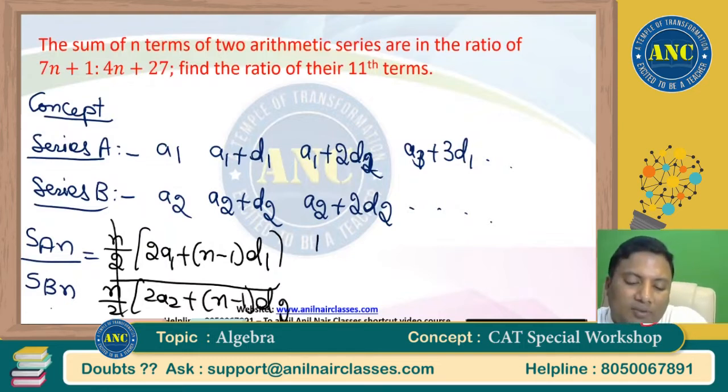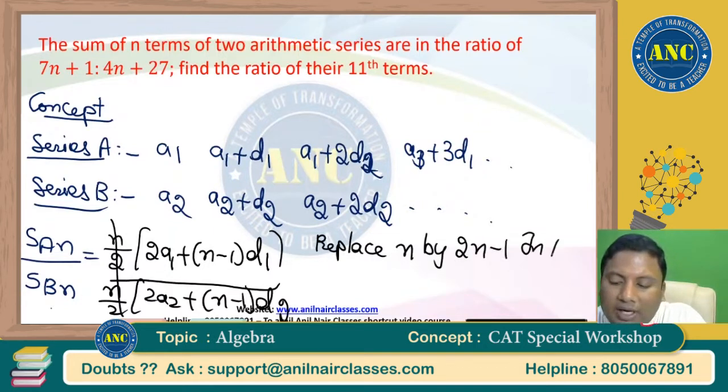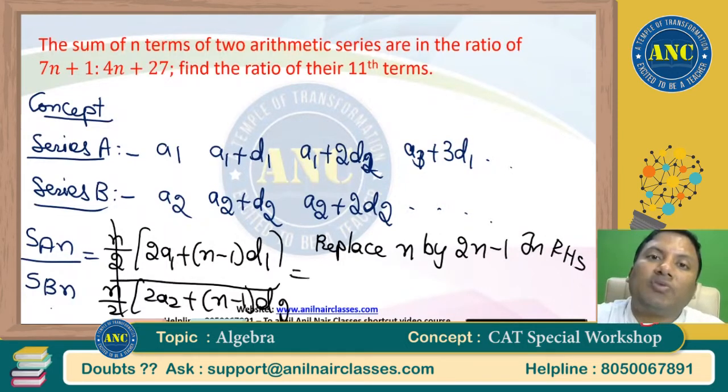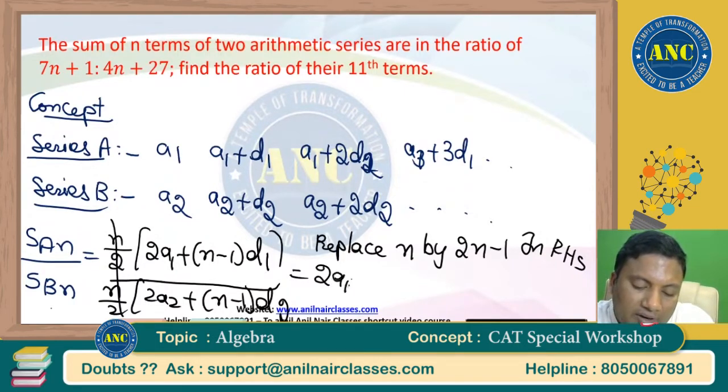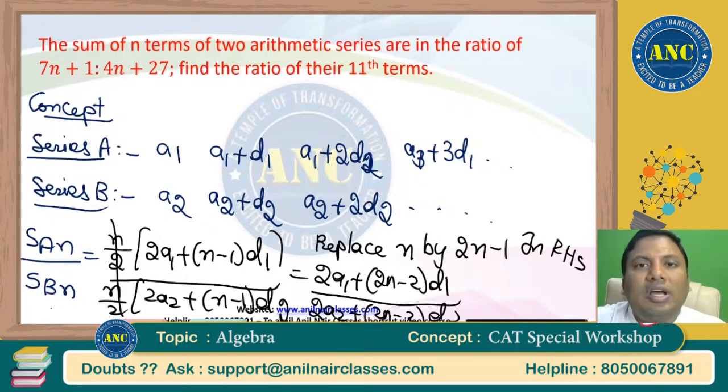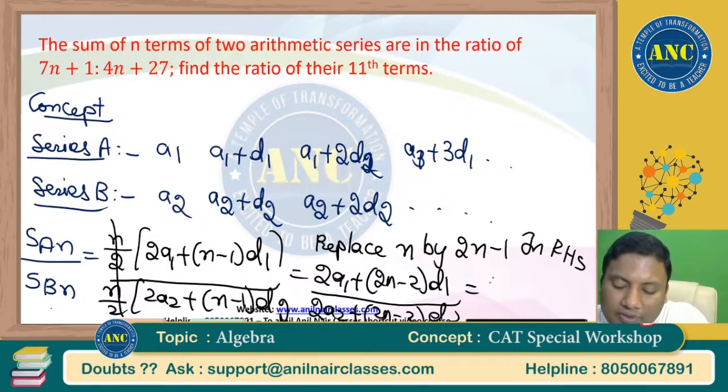Let me see what will happen if I replace n by 2n minus 1 in the right hand side. 2n minus 1 minus 1 is 2n minus 2, into d1. So these are nothing but a1 plus 2n minus 2 into d1 divided by a2 plus 2n minus 2 into d2. 2 common, a1 plus n minus 1 into d1 over a2 plus n minus 1 into d2. These are nothing but TAn by TBn.